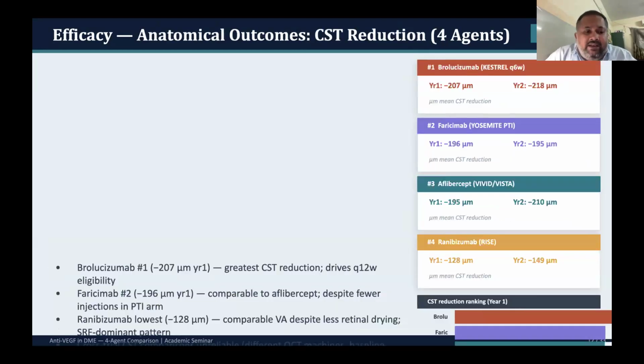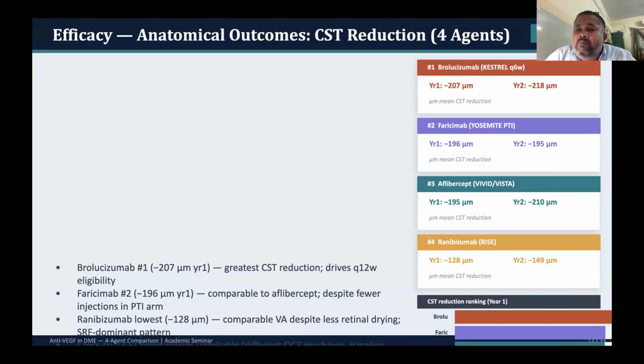So coming to the central retinal thickness, for brolucizumab, based on the Q6 regimen in the KESTREL study, in year 1, we could get a mean CST reduction of 207 microns. With faricimab in the first year, it was 196 microns. Aflibercept, it was 195. Ranibizumab was the lowest at 128 microns.